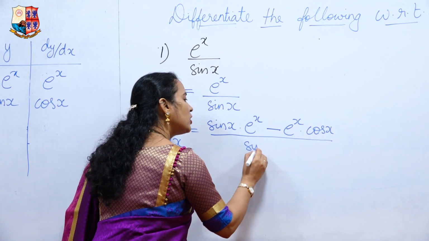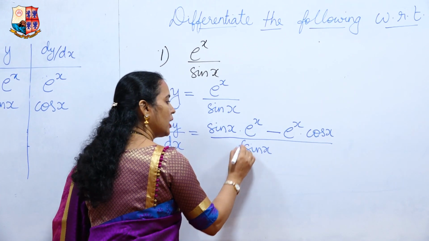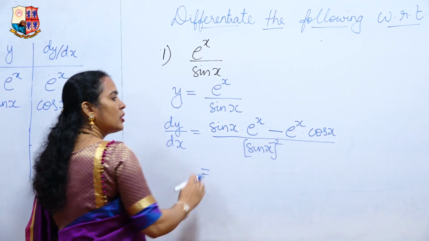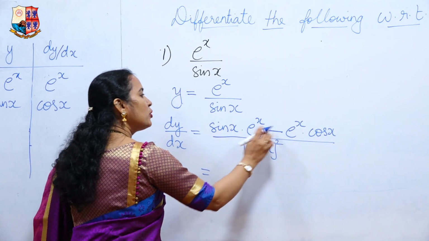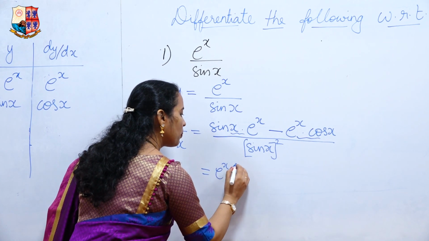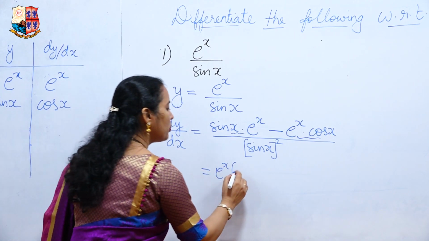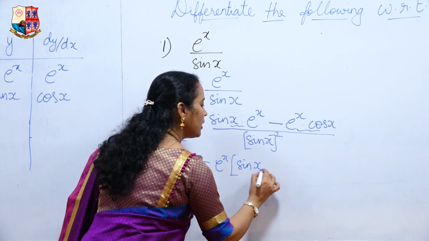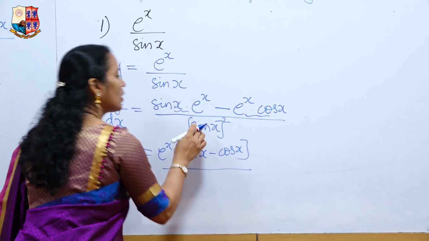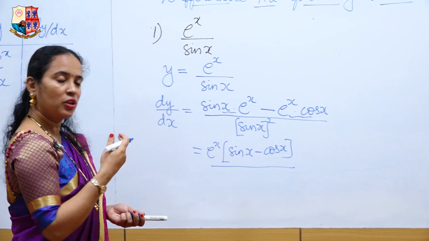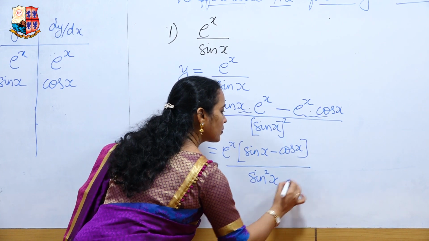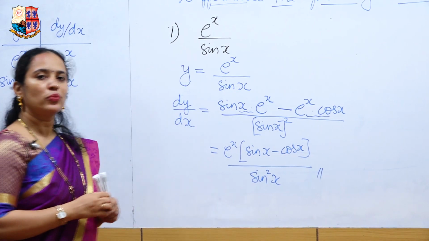So square of the denominator, that means what? Sin x the whole square. Now beautify your answer. e to the power x is common here. So take e to the power x common out. You will be getting sin x minus cos x upon sin x the whole square. You can also write it as sin square x. That's it. Done with the first problem.